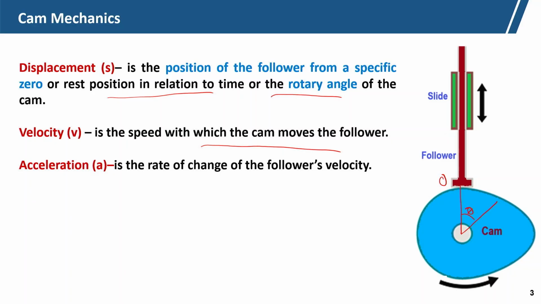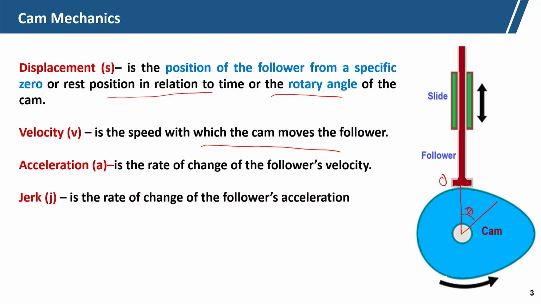Now, acceleration is the rate of change of the follower velocity. We are not talking about the rotational velocity of the cam, the RPM of the cam, but about the follower. The velocity and acceleration are in terms of the follower's velocity and the follower's acceleration, and jerk is the rate of change of the follower's acceleration. The rate of change of velocity is acceleration, and the rate of change of acceleration is the jerk. So, we can plot the jerk based on the cam profile.